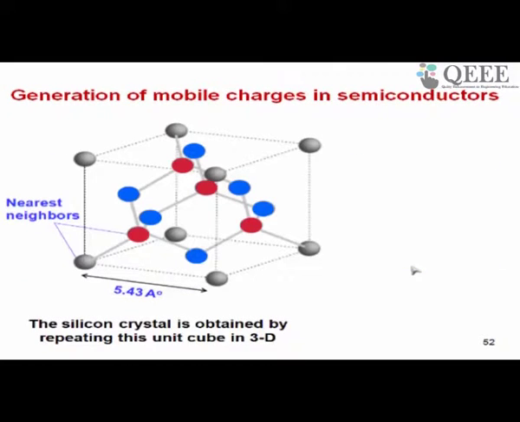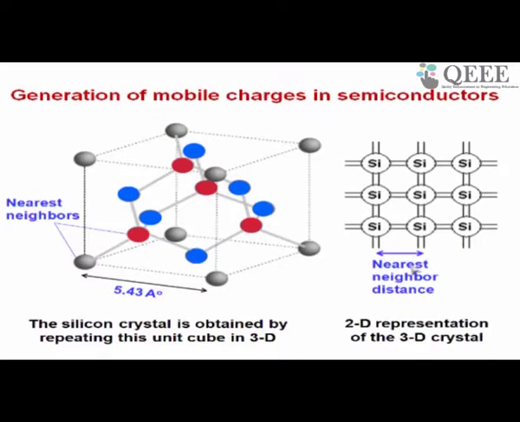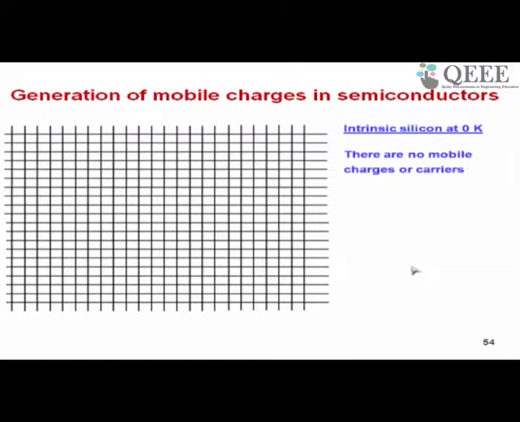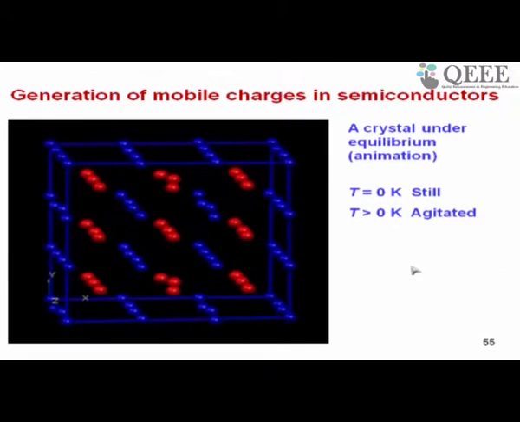We looked at the atomic arrangement in a silicon crystal, and we said that every atom is bonded to 4 neighbors. Therefore, the three-dimensional crystal can be shown in 2 dimensions in this manner. Then we looked at intrinsic silicon, and we said at 0 Kelvin there are no electrons or holes, or no mobile carriers. So at 0 Kelvin silicon does not conduct any electricity.